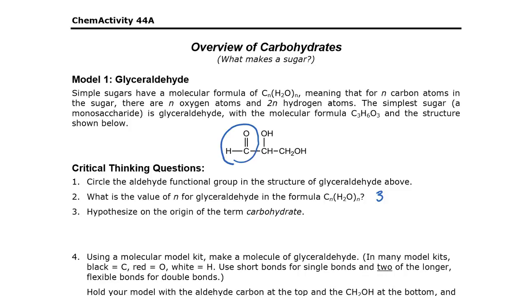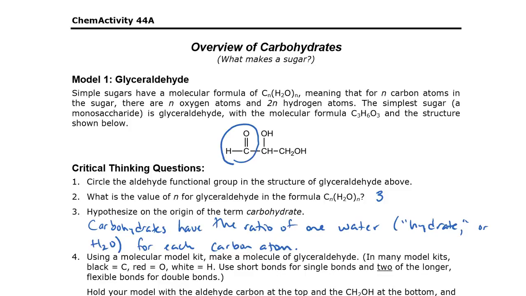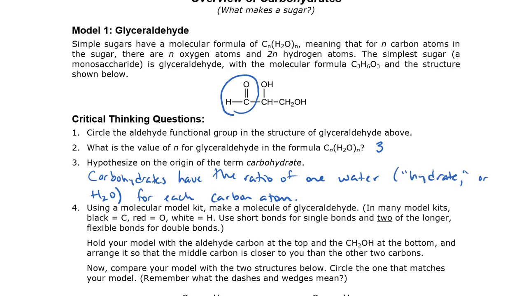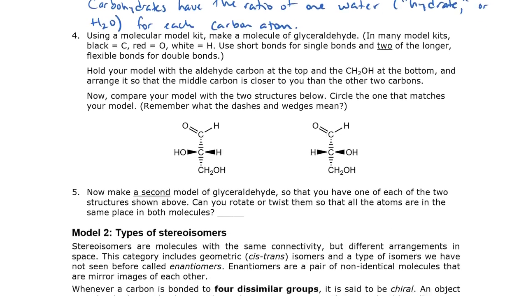All right, pause and write a sentence for number 3. Pause now. So do you sort of see why they're called carbohydrates? For each carbon, there are 2 hydrogens and an oxygen, so 1 water or 1 hydrate for each carbon. All right, let's move on.